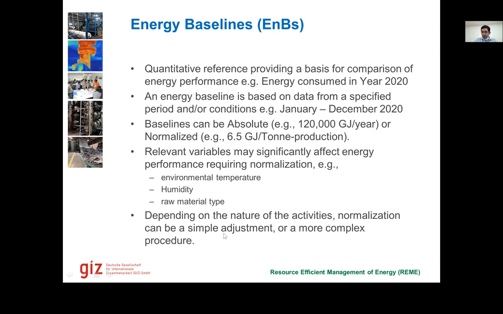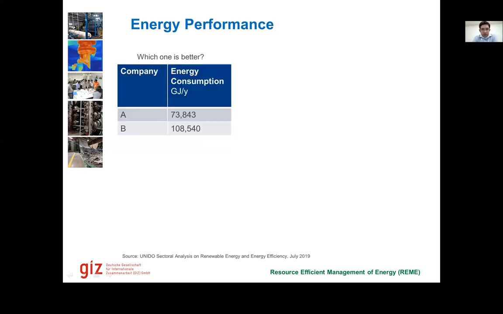We can do a simple normalization. So as you can see in point number 3, simply dividing it by the production quantity. This could be a simple one, or we could have a complex procedure like using a regression analysis. So what do you think? There are two companies, company A and company B, and their annual energy consumption is mentioned there. So company A consumes 73,843 gigajoules per year, and company B consumes 108,540 gigajoules per year. What do you think? Which company is better in energy performance?